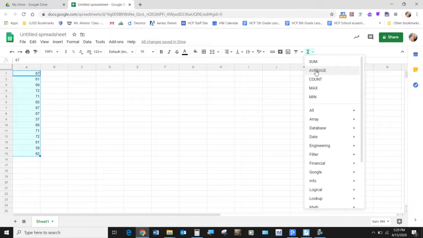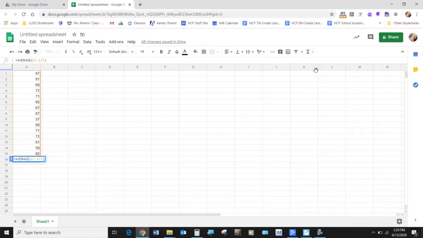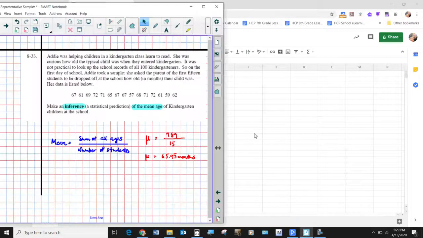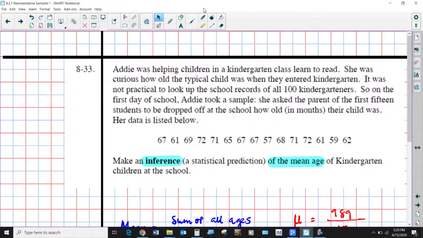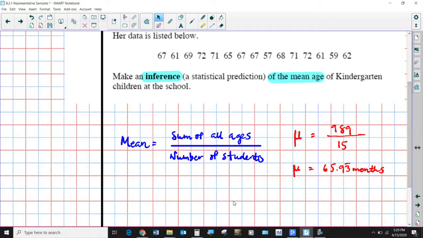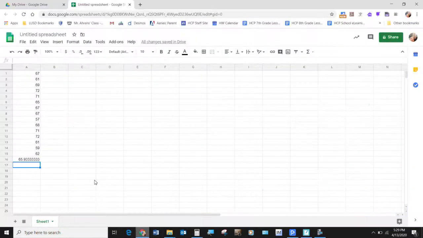Now there are different types of average. There's a mean and there's a median. I'm going to click average here and it's going to say equals the average of cells A1 to A15. Once I agree, yes, that's what I'm looking for, I'm going to hit enter and it gives me the answer 65.93 repeated, which is precisely the answer that I got by using my calculator. But you didn't have to worry about adding everything together and then dividing by the number of numbers. You let the spreadsheet take care of it for you.